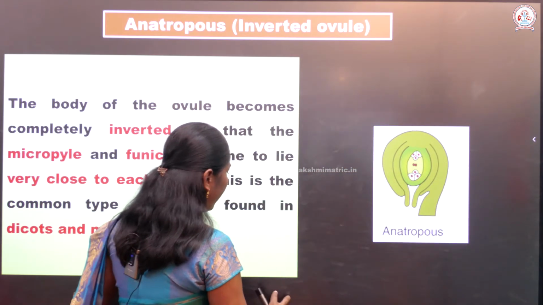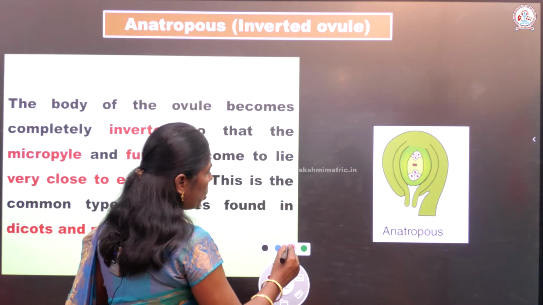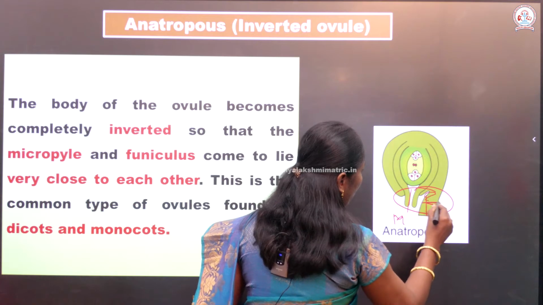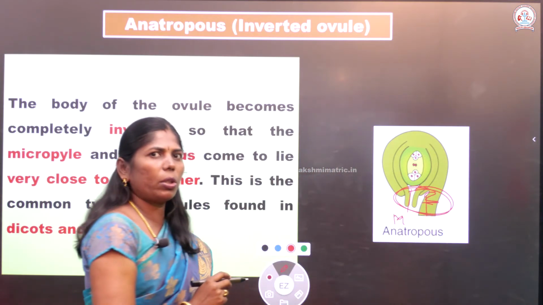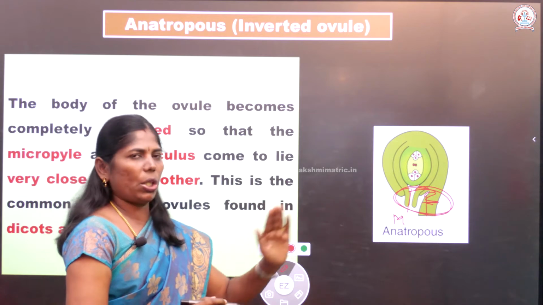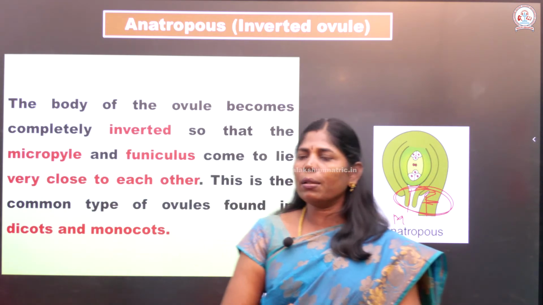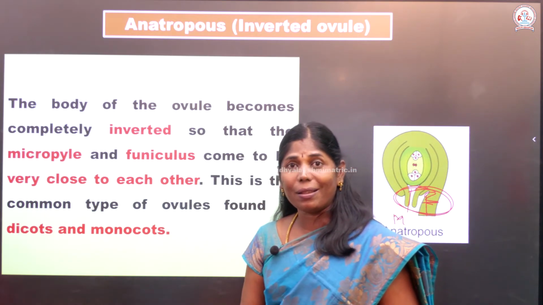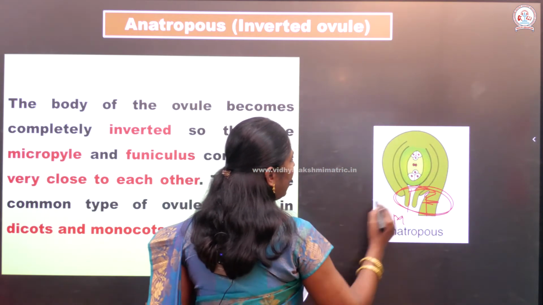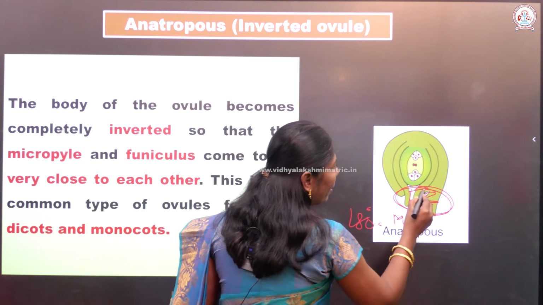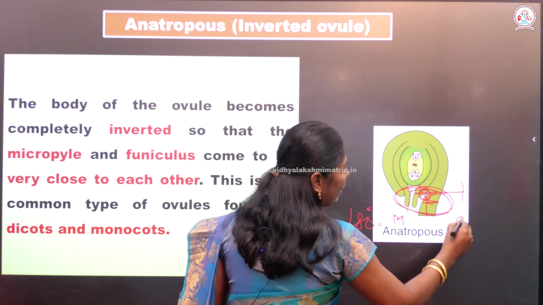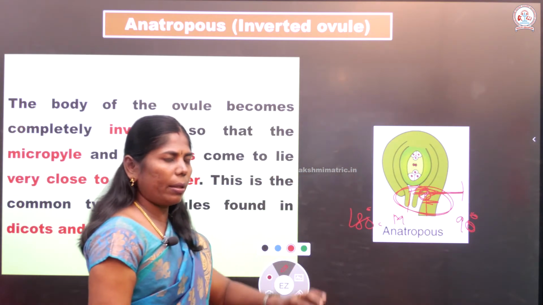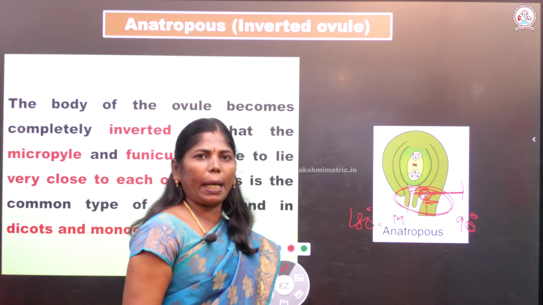Where is the micropyle? The micropyle is in the lower region. This is the micropyle and this is the funiculus. Both of them are close to each other, near each other. This is a very common type of ovule. Here the body of the ovule is turned through 180 degrees. The hilum is located at 90 degrees, perpendicular, so the position of the hilum is 90 degrees.